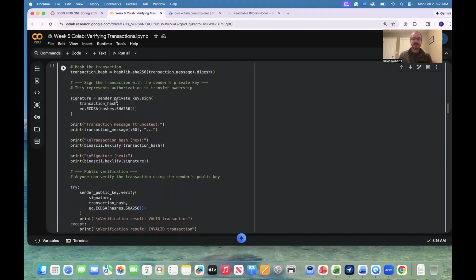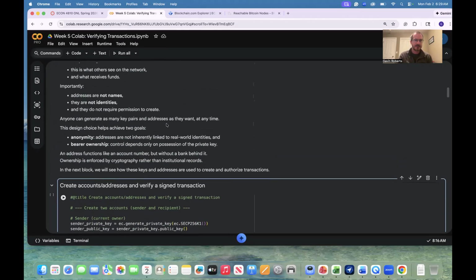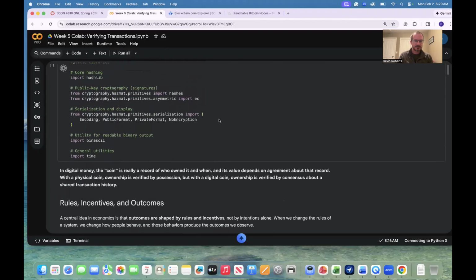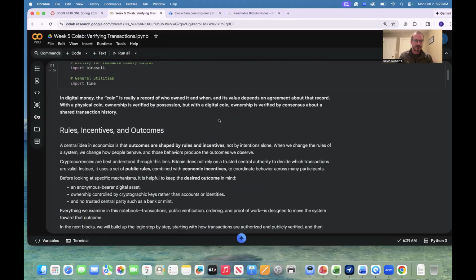And now the sender needs to sign the transaction. So for the signature, the sender uses their private key and a function called sign to sign the transaction hash. And then we can print the transaction message, truncated because it's pretty long now that we've created all of these other parts. Let's go and run all this so we can actually see those things being created.